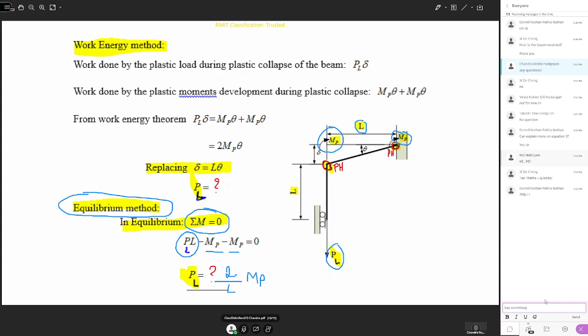Guys, any questions, any doubts? So this is the complete solution for this. Teaching says no. How about others?